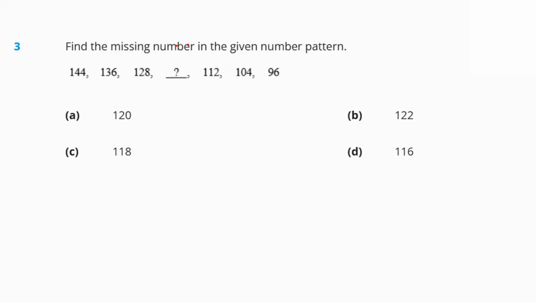Next, find the missing number in the given number pattern. You need to identify the pattern: 144, 136, 128. The pattern is in decreasing order, decreasing by 8. 144 minus 8 gives you 136. Again, minus 8 gives you 128. So the next one should be minus 8. 128 minus 8 is 120. Option A is the answer.